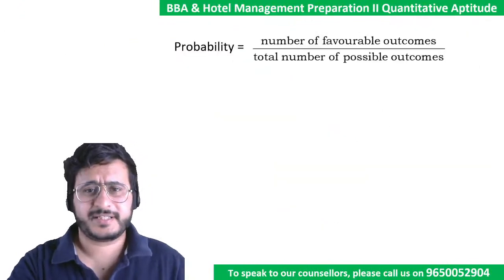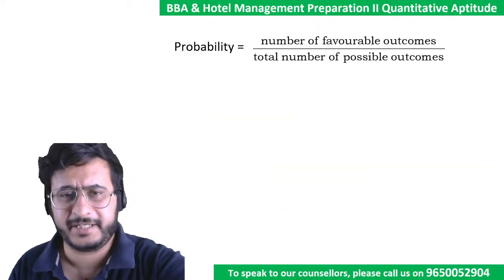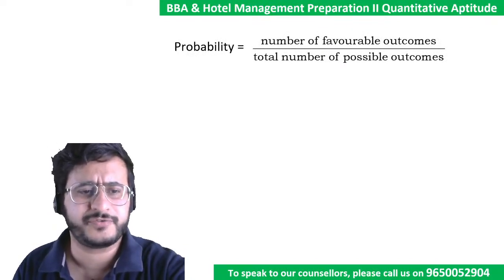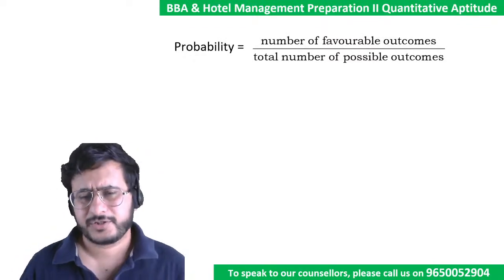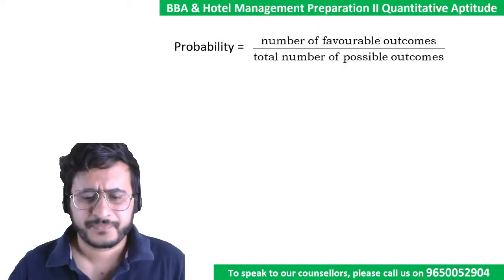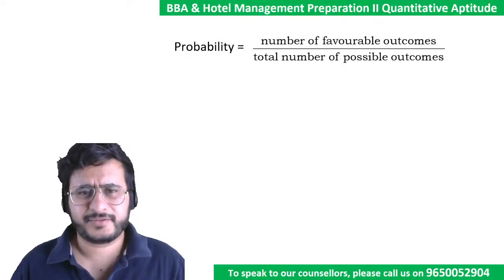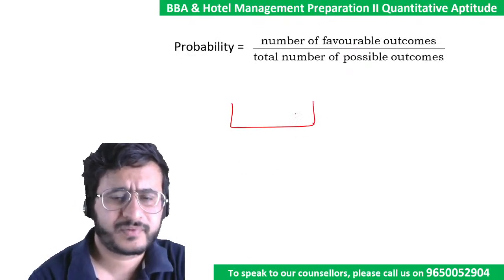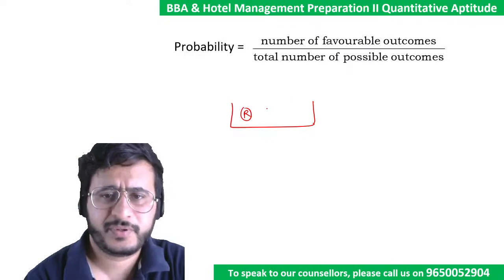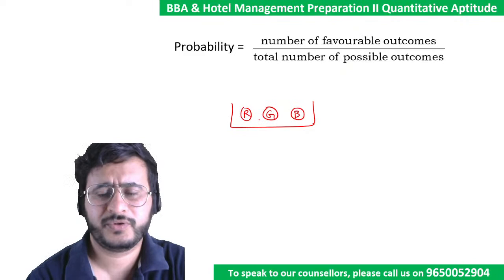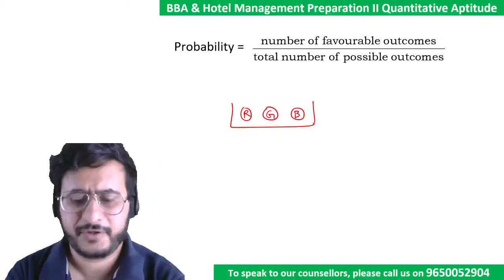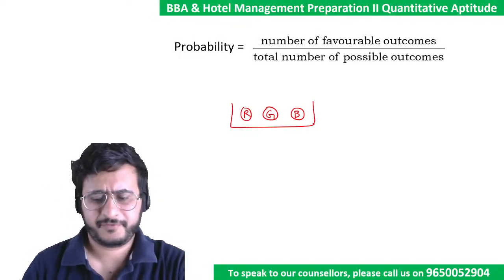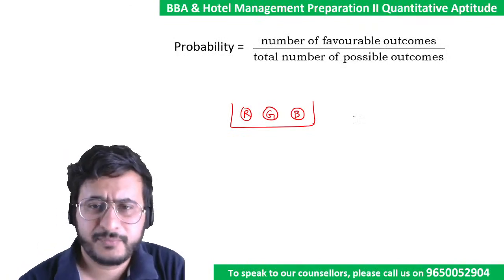Okay, so let's begin today's session. Let's understand what is probability. Probability means a chance of some event that has to happen. Let's take a very simple example. Let's say there is a bag which has three balls: one is red, one is green, and the third is blue. If I pick one ball, what is the chance that it will be blue in color?